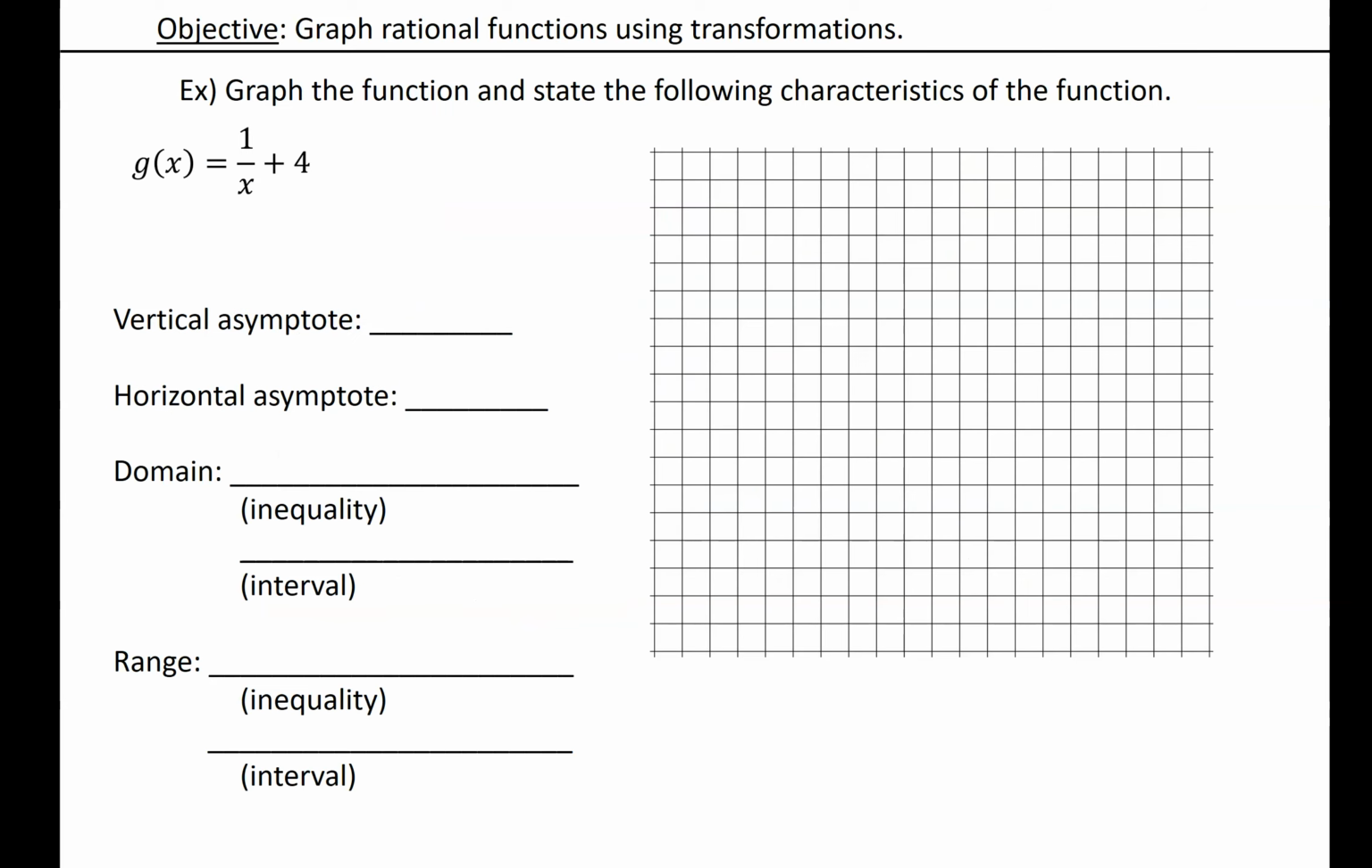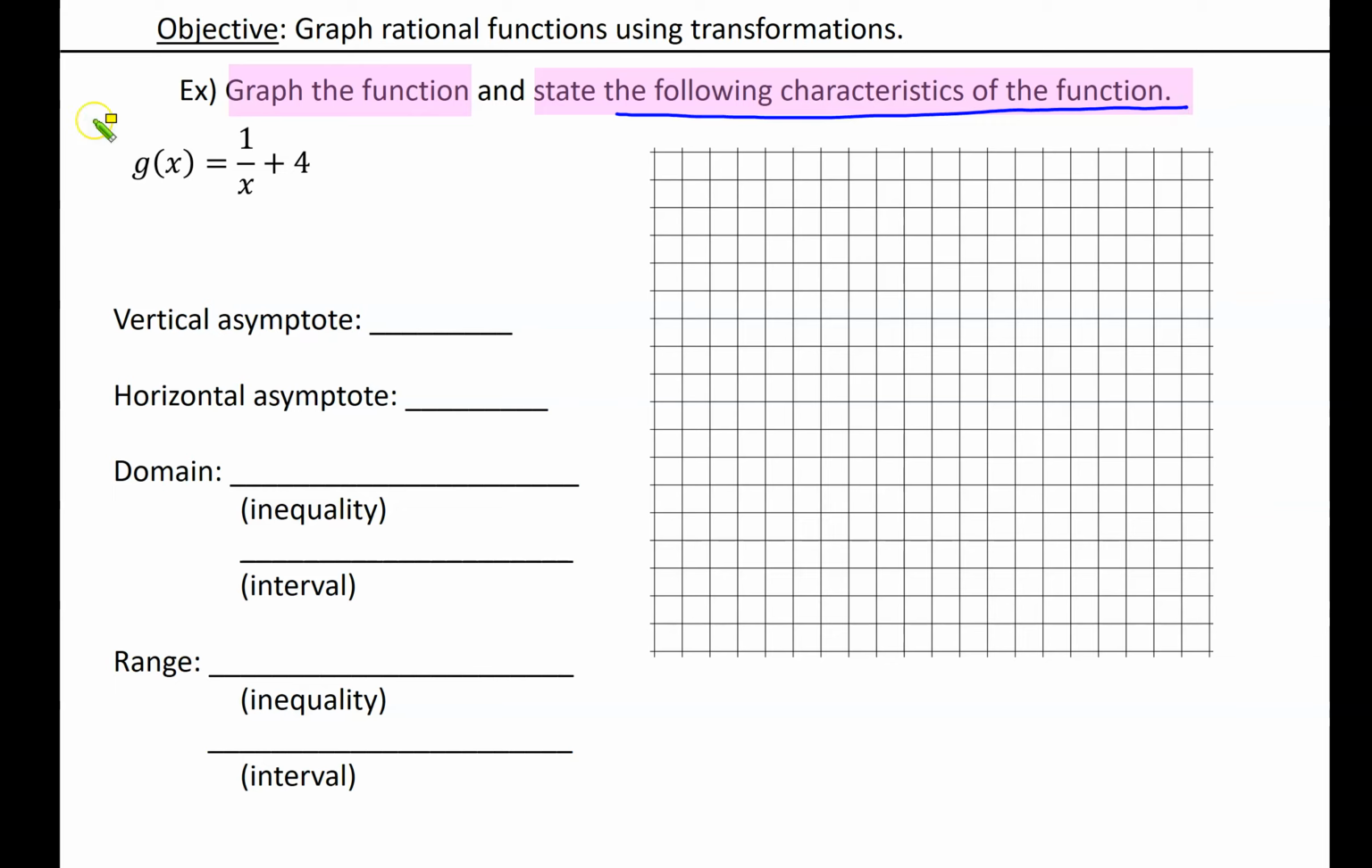So here in this example, we are going to graph the function, and then after we do that, we'll state the characteristics of the function. Once you get familiar with rational functions, it is often possible to state some of the characteristics that we're going to be talking about before you graph. But right now, based on our first lesson where we looked at graphs and characteristics of those graphs, it might be easier for us to do the graph first.